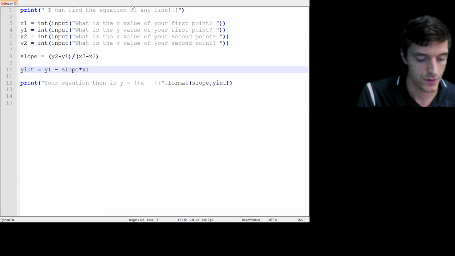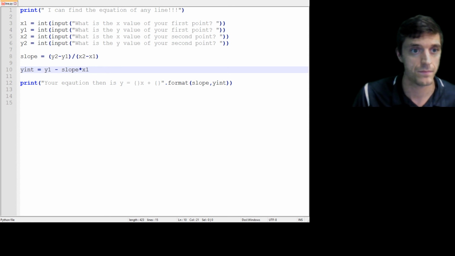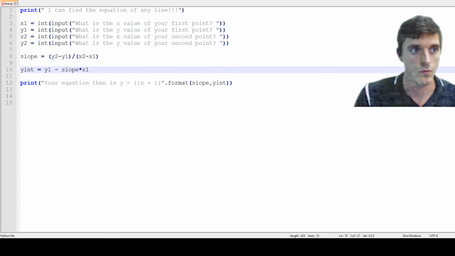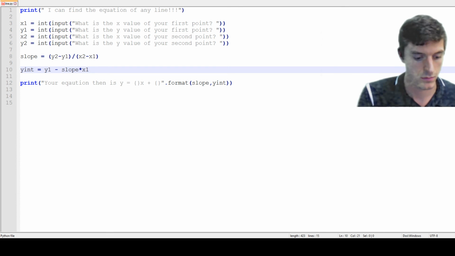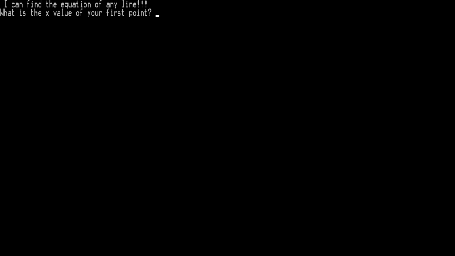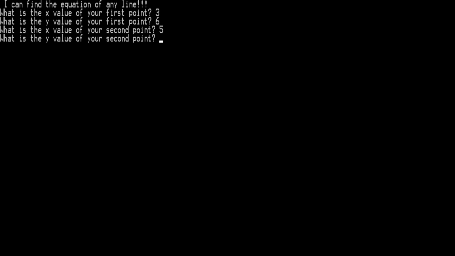Control S to save, Shift F5 to run, and let's roll. Okay. What's your first point? It is 3, 6. What is your next point? It is 5 and 14. There we go. Works out perfectly. All right.